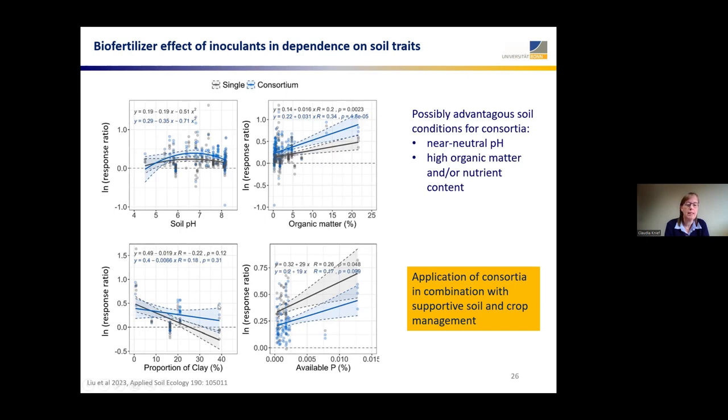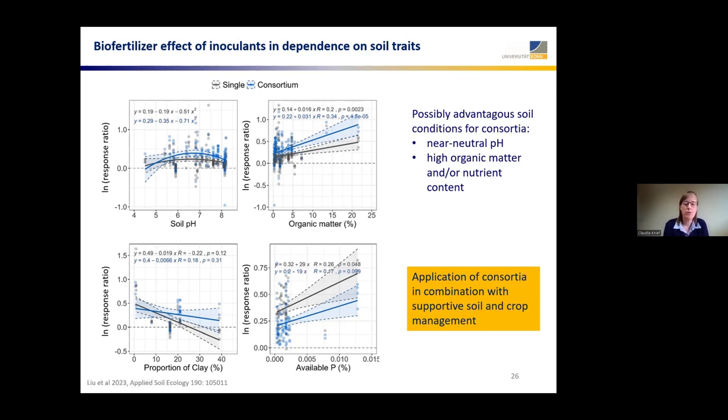What can be seen is a slightly better performance in soils that have a rather neutral pH value. This is not that surprising because microbes also have their preferential pH at which they grow and perform, and many isolates actually have their optimum and best growth at neutral pH soils. So if you apply them in soils with near neutral pH, then it's likely that they perform best under these conditions.